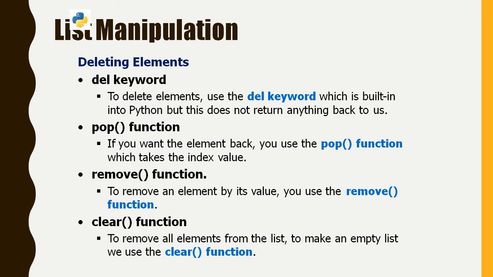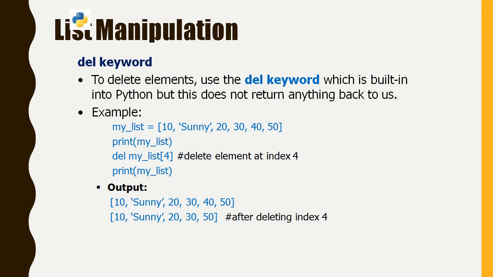Similarly, there are functions for deleting elements: the del keyword, pop, remove and clear. For del, use the del keyword, which is built into Python, but this does not return anything back to us. Whereas pop, if you want the element back, you use the pop function, which takes the index value. Remove, to remove an element by its value, use the remove function. Clear, to remove all the elements from the list, to make an empty list, we use the clear function.